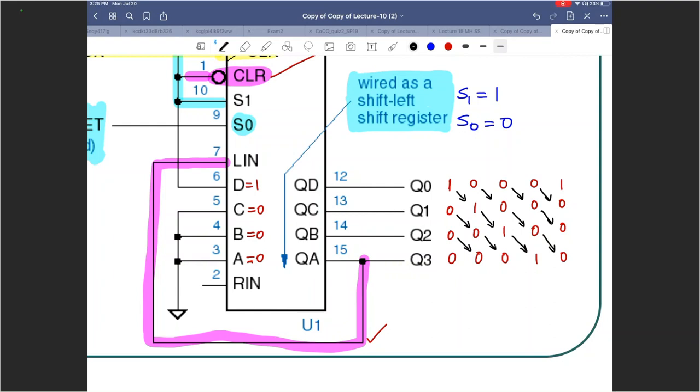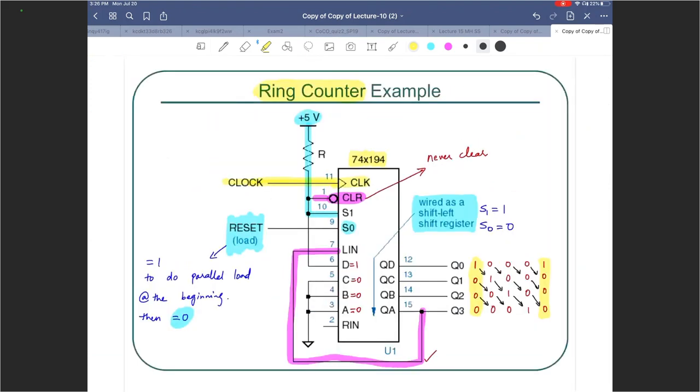Notice where we are. We started with 1 0 0 0. We came back to it after 1, 2, 3, 4 clock cycles. And this is going to be a counter because this is going to keep going in this pattern because this is a static structure now.